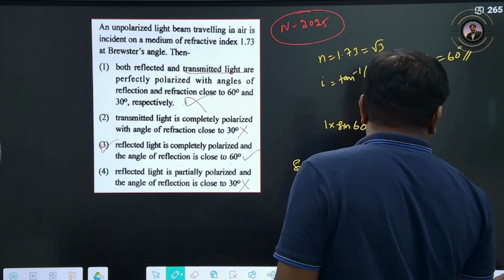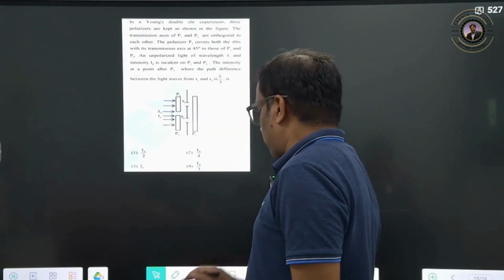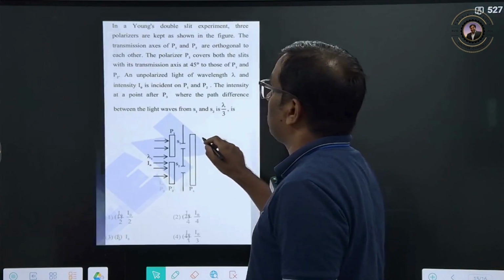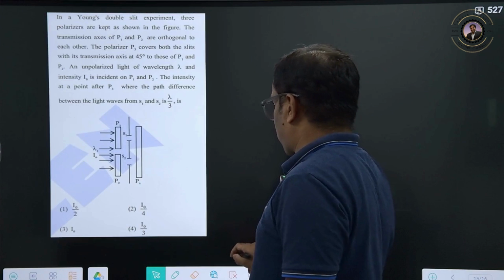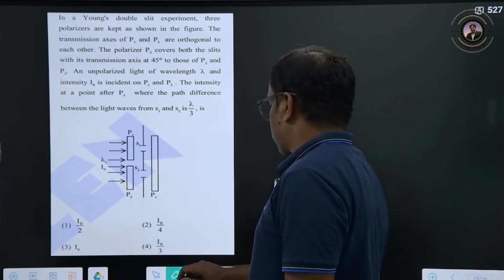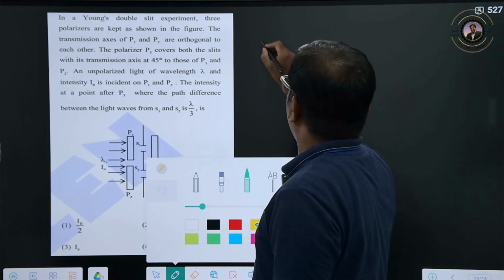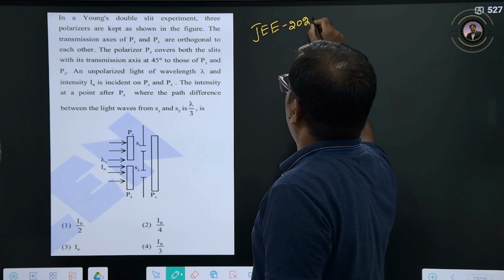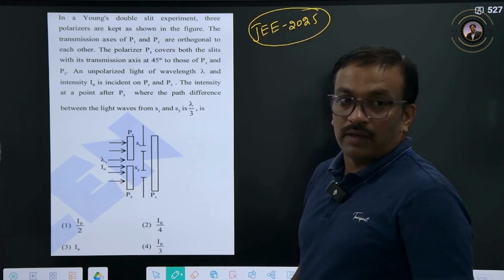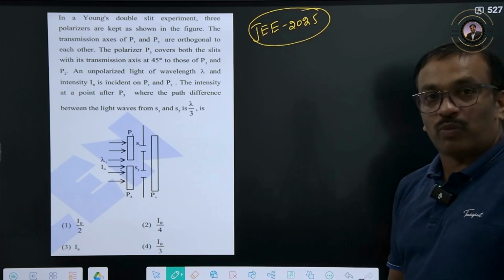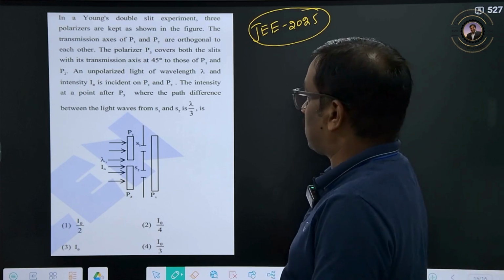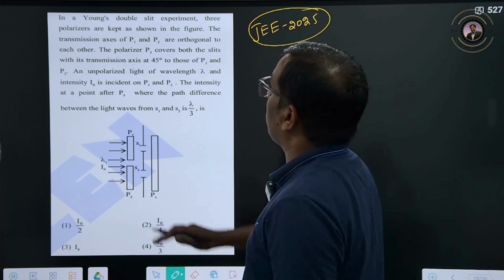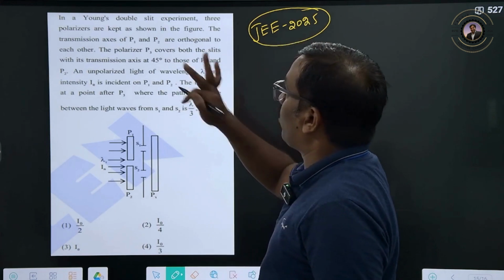So in competitive examinations, let us see one more question. Right, this is one of the interesting questions given in JEE Main 2025. Very interesting question. Clear? So now let us see polarization and Young's double slit experiment combined here. What did they do? In Young's double slit experiment, there are three polarizers kept as in the figure.